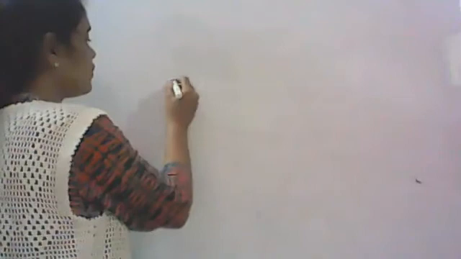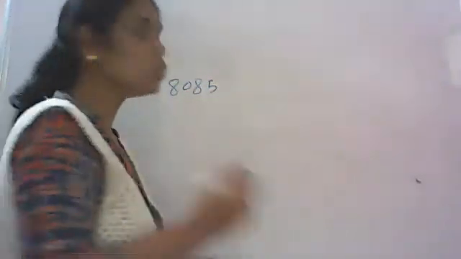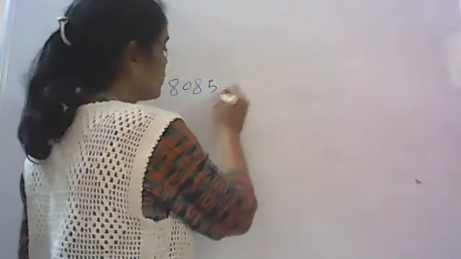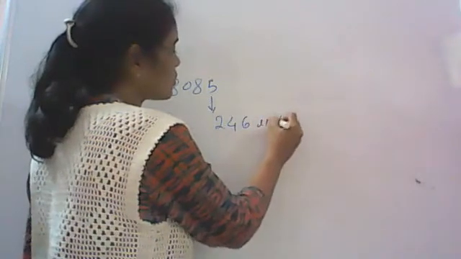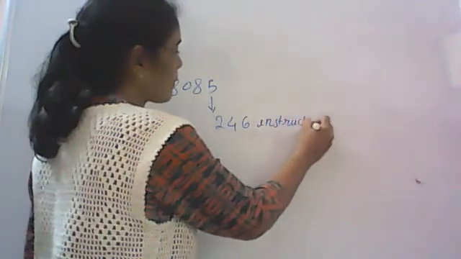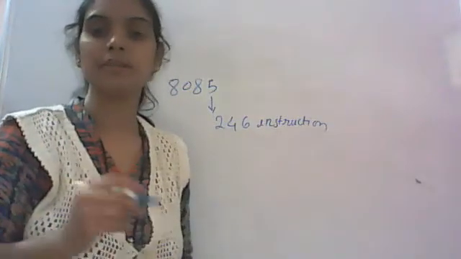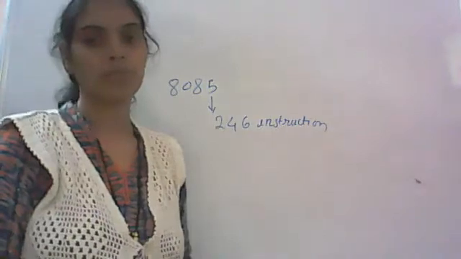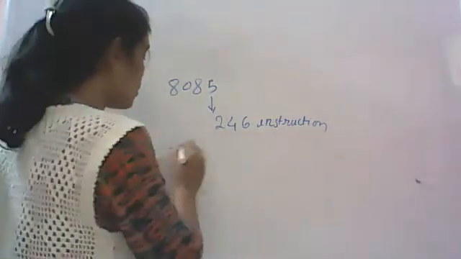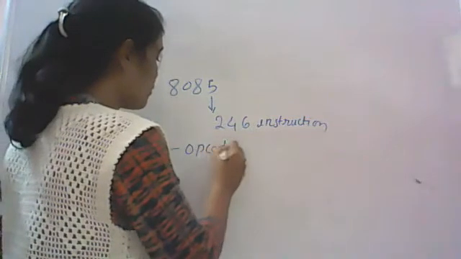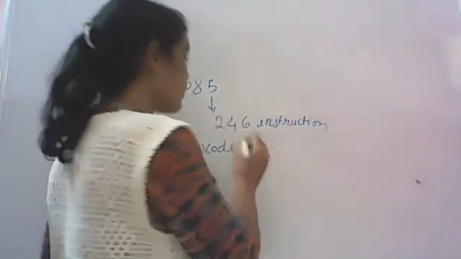The 8085 has 246 instructions. Each instruction is represented by an 8-bit binary value. This 8-bit binary value is called the opcode or instruction byte.